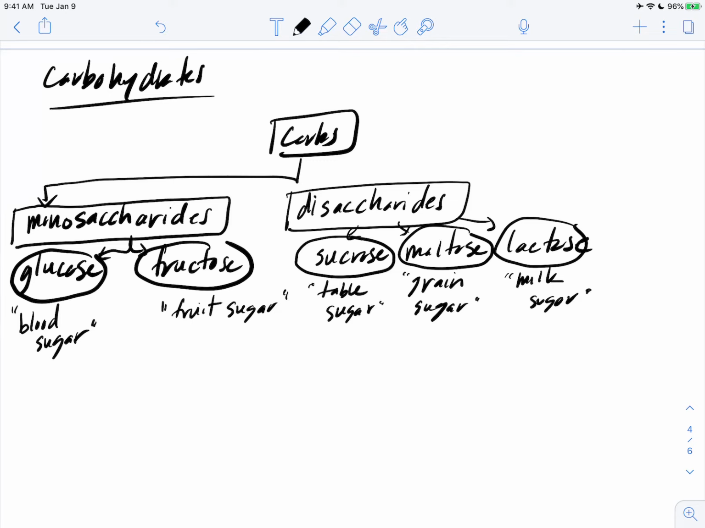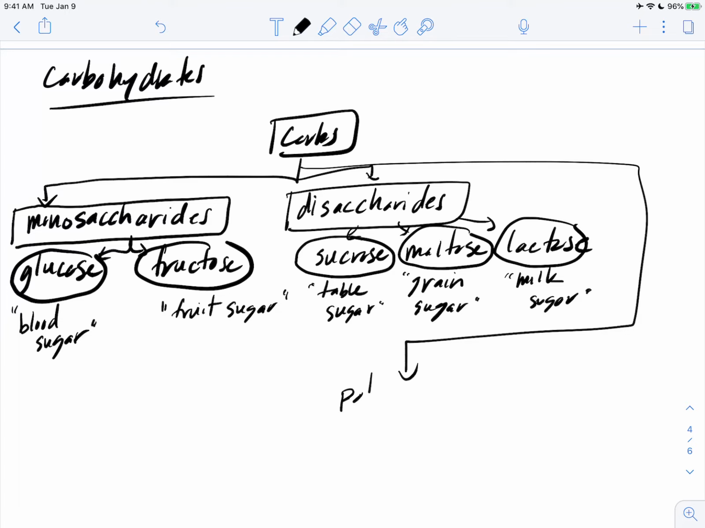So different places where these are coming from. And then we can combine those into polysaccharides. So this is disaccharides. And because we're running out of room, we'll do it down here. Polysaccharide would be the last. This is more than 2.